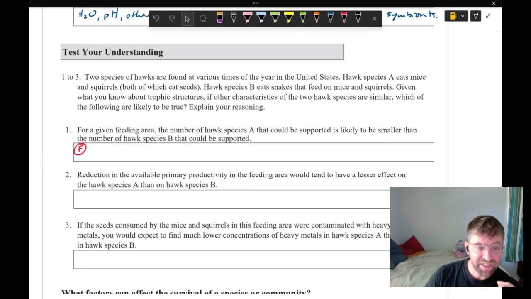Species A is feeding on primary consumers. Primary consumers are much more likely to be plentiful, remembering that as you go higher up the trophic structure, there is less and less efficiency in transfer of energy. So you'll have an average tenfold greater food base available to hawk species A that eats those primary consumers compared to species B, which is eating a secondary consumer, which is feeding on those mice.